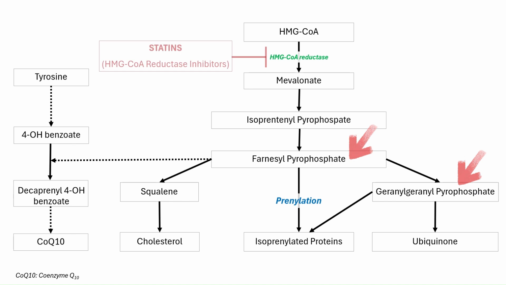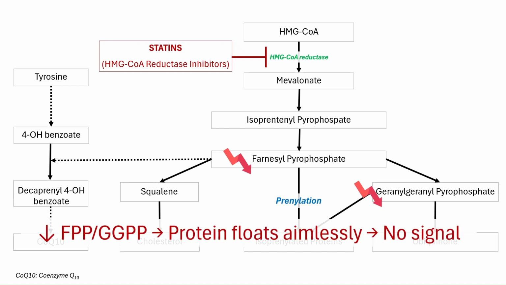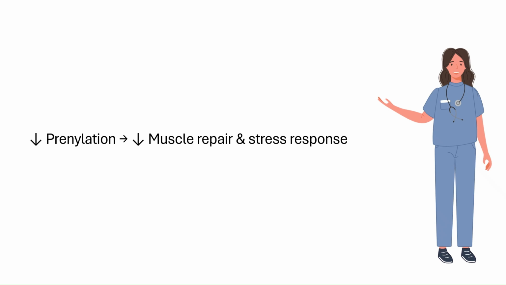Statins reduce FPP and GGPP levels, impairing the prenylation of small GTPases like Rho, Rac, and Ras. These proteins are involved in cytoskeletal stability, muscle cell repair, and cellular stress responses. Without proper prenylation, these signaling proteins become dysfunctional, leading to muscle instability, impaired repair, and symptoms such as muscle weakness, cramps, and soreness.